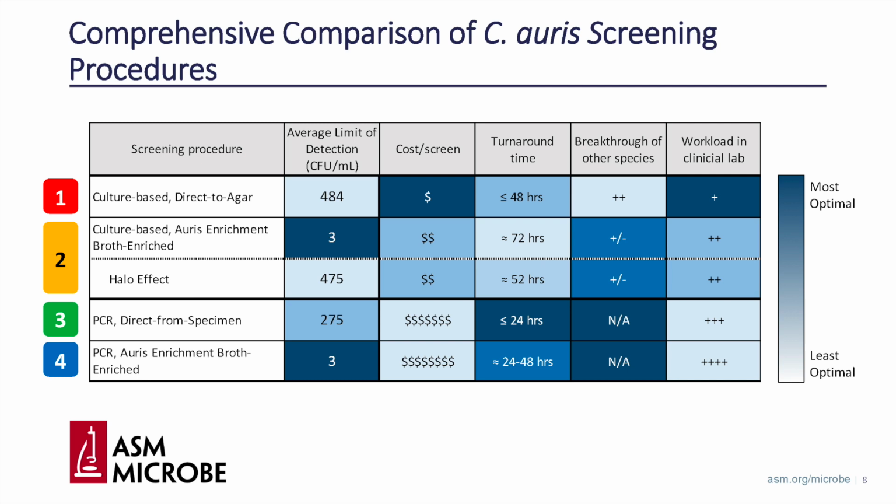So what we found was that culture-based direct-to-agar methods were the most cost-effective and also most easily implemented into the clinical lab workflow, but it does allow for greater breakthrough of other species, and it is also the least sensitive method. The culture-based broth-enriched screening methods were more sensitive, but require a greater cost, turnaround time, and also extra broth enrichment steps in the workflow. And finally, PCR screening methods had the shortest turnaround time, but also the greatest cost and workload, without significantly improving sensitivity compared to the culture-based procedures.